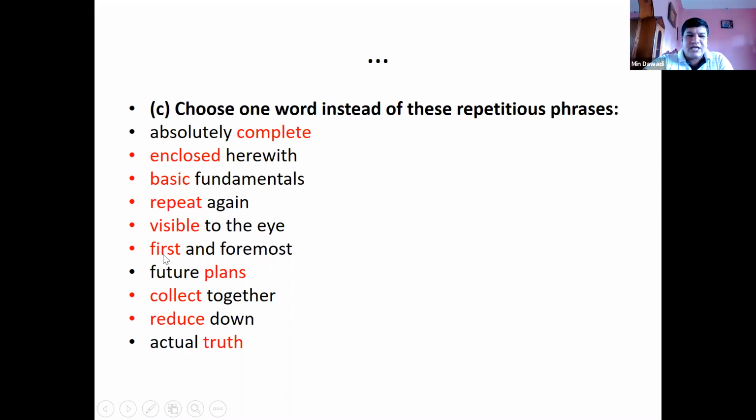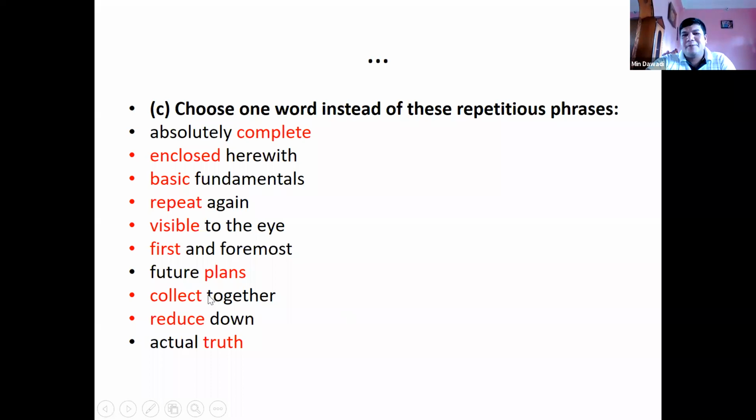Visible. First and foremost. Just say first. First, second, third, like this. Future plans. Plan itself refers to the future. We don't make plans for the past. These are my plans. These are my project plans. No need to say these are my future plans.